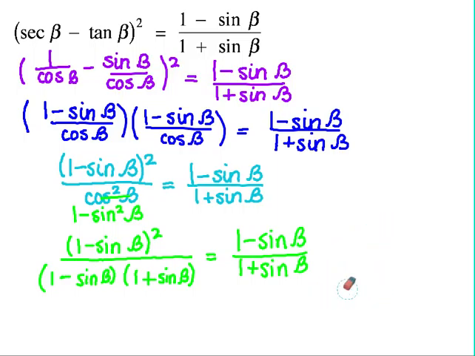And so now if you notice, what happens? The 1 minus sine here cancels with one of these. And what are you left with? 1 minus sine over 1 plus sine. But we haven't looked at factoring the difference of squares before, and you're going to actually have to do that on today's homework.